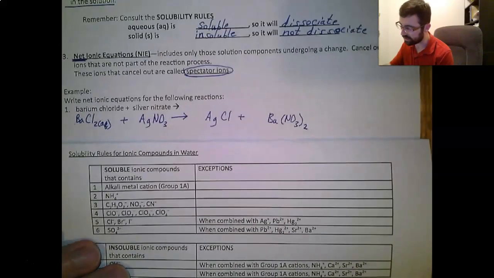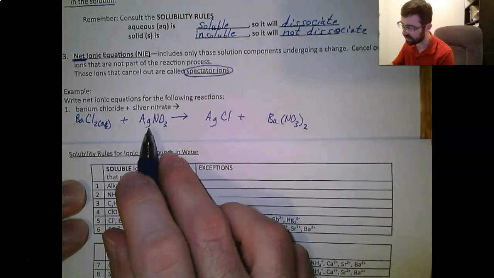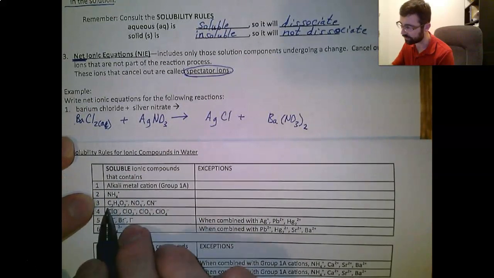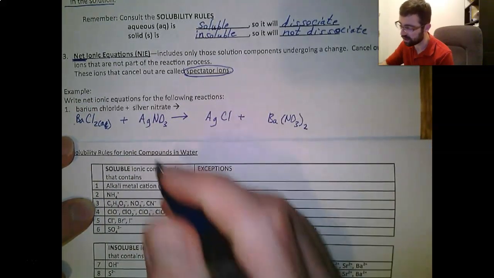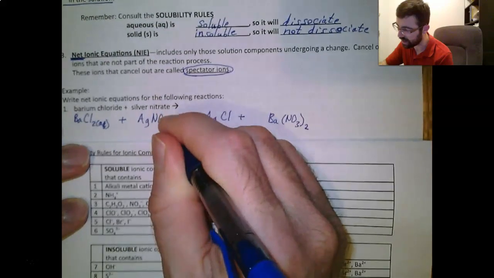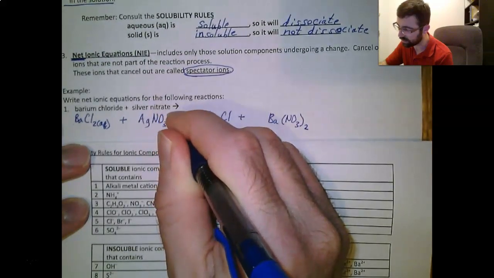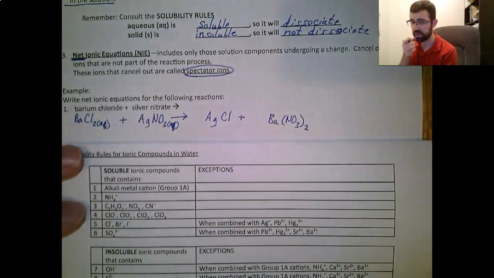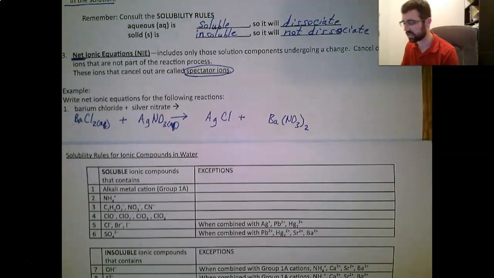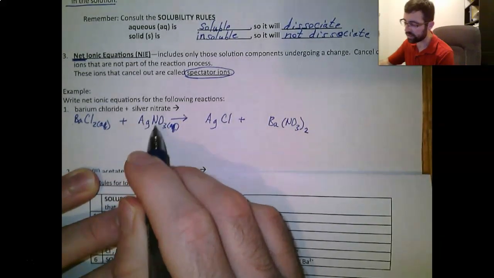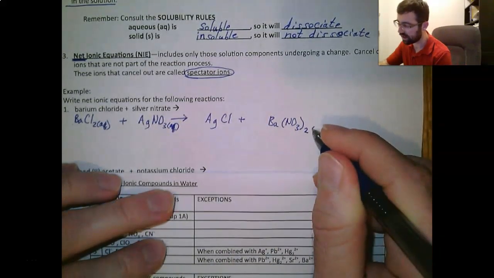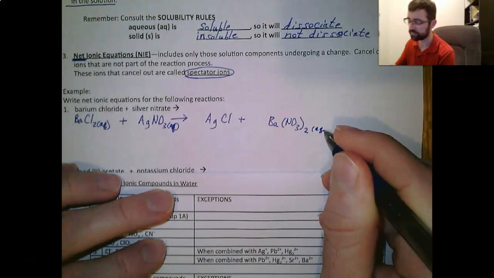All right, nitrate is what I see. I don't see alkali metal or ammonium. I see nitrate. There are no exceptions. Nitrate is always going to be soluble. That makes it aqueous. Remember, soluble means aqueous. That seems counterintuitive, but nitrate is always aqueous, so I could say that's aqueous on this side, right?